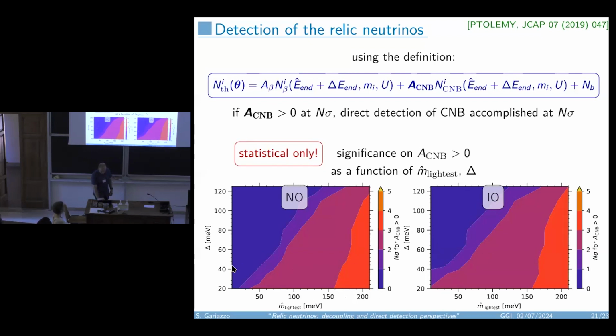You see that the normal versus inverted ordering difference is only on this side of the plot, because at the end of the day, if the neutrino masses are below 50 millielectron volts, we can see the difference between the first and the second peak, or the second and the third peak. If the neutrino masses are above 50 millielectron volts, then all the neutrino states are degenerate, and so there is no advantage in having normal versus inverted ordering.